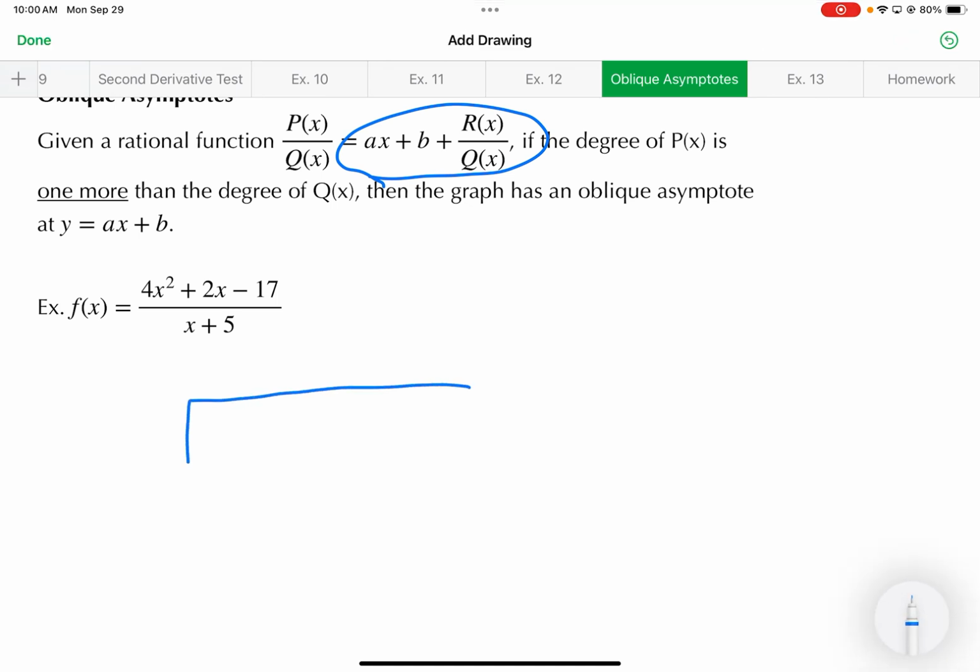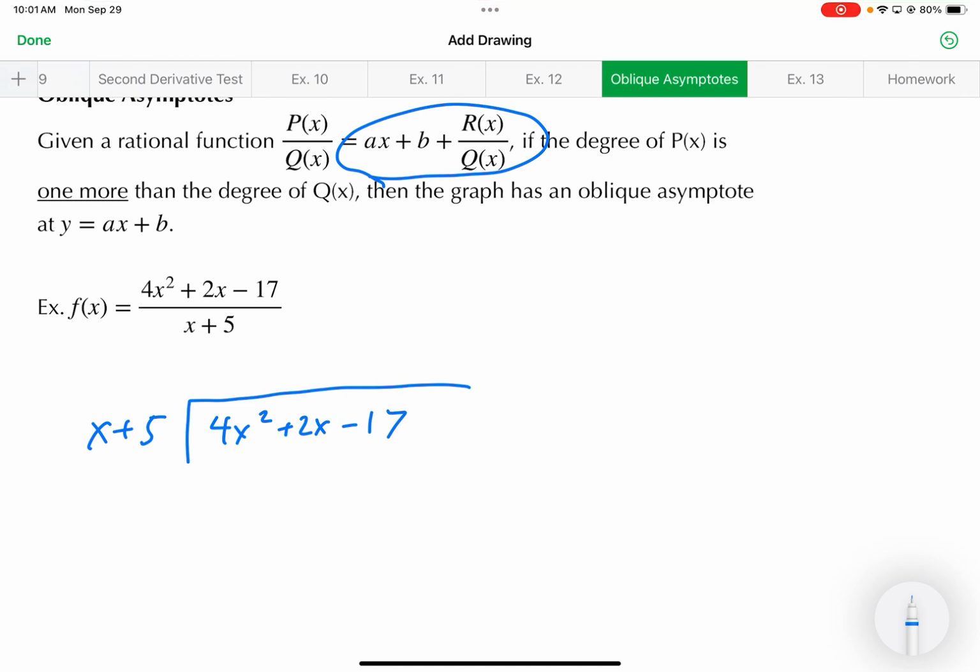Given this function, we just want to find what our slant asymptote is. What goes on the outside? X plus 5. And then on the inside, our numerator, plus 2x minus 17. Now, do we remember how this goes? Don't we do 4x first? But where does 4x come from? It's 4x squared, so you want to match it with the first term. You have to first put 4x in there.